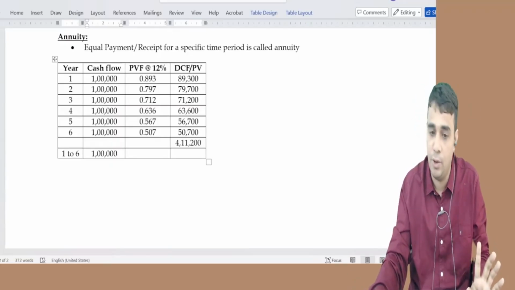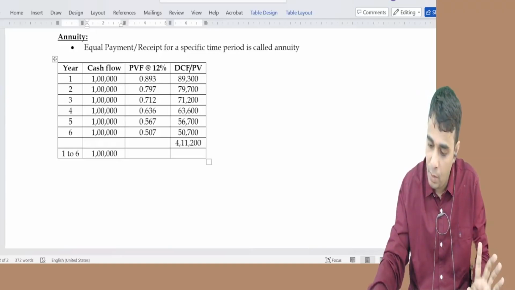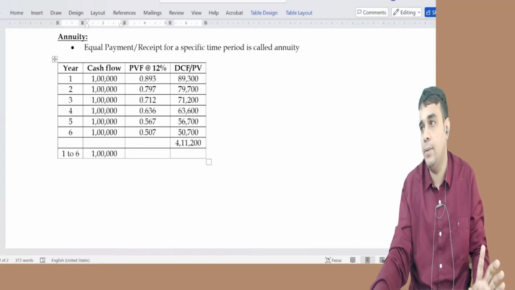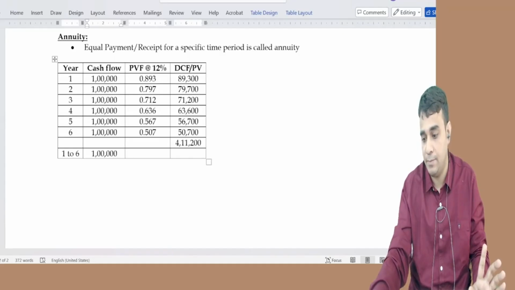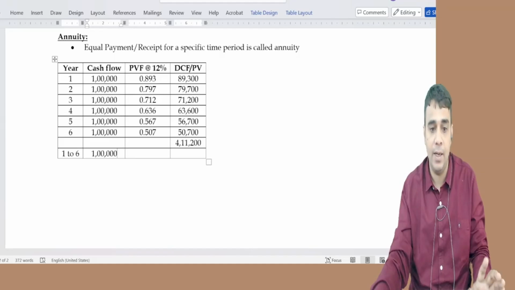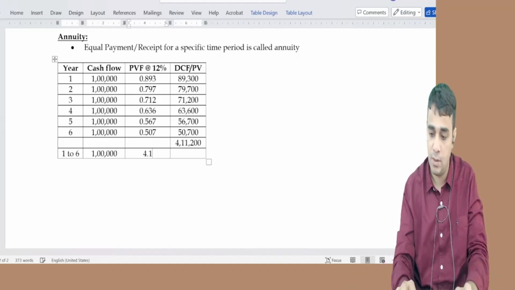Now in the calculator, do what I say. 1 divided by 1.12. Press equal to, and press equal to again, 6 times in total. Then press the GT button. You will get a value of 4.111.